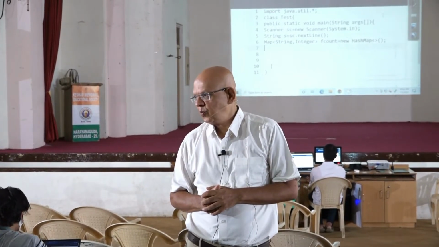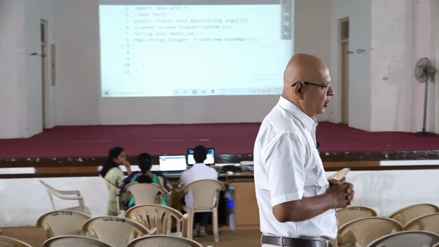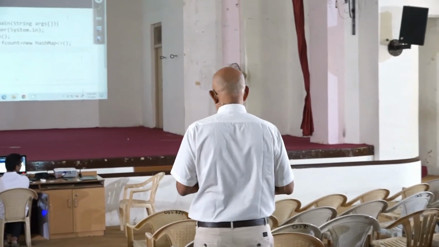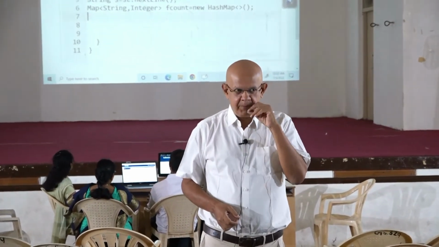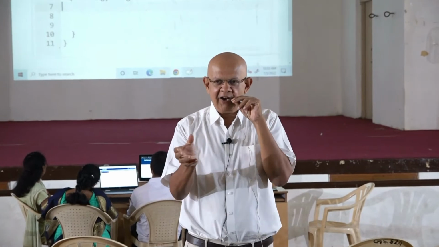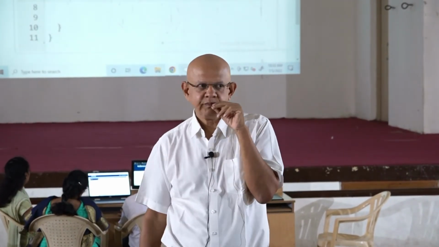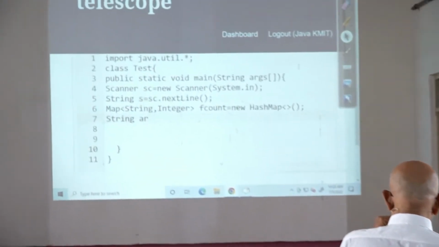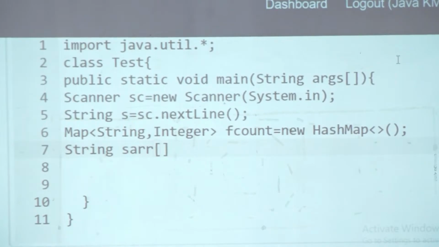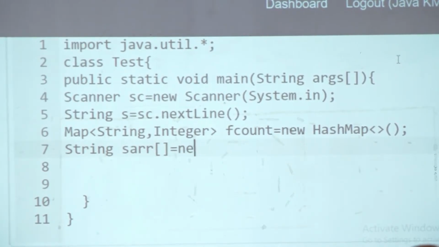Yes? No? Okay. So, what will we do? How do we chop? Split. So, we will say split on the string, and what will split give me? Array of strings which are split from the original. Correct? So, we will say String SARR, call it SARR, equal to s dot split.